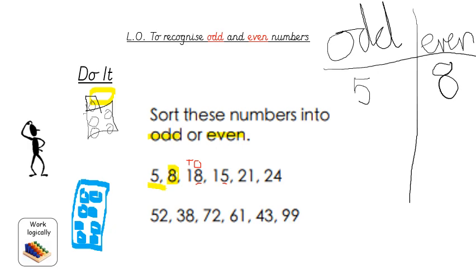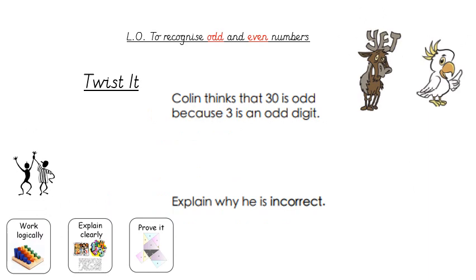Once you've finished the do it, then you can restart the video and see what your twist it is. So here's your twist it, and it says Colin thinks that 30 is odd because 3 is an odd digit. Explain why he's incorrect. So we're going to write the number 30 here.